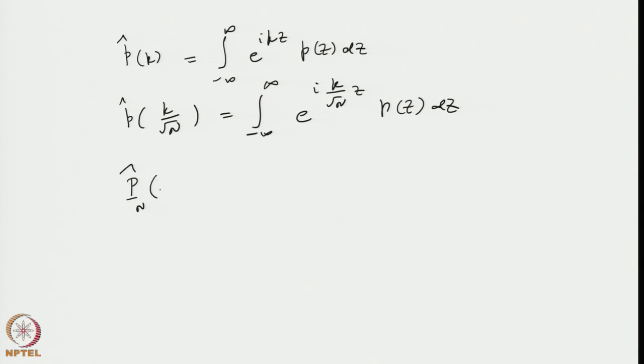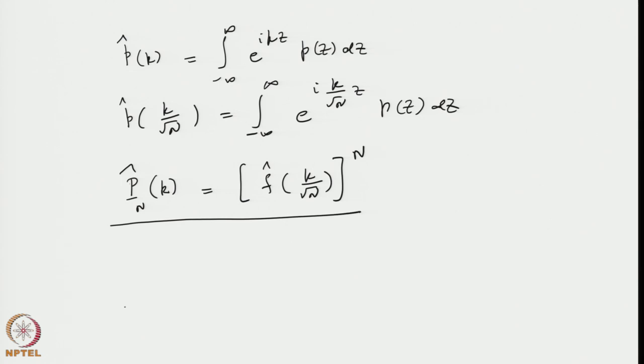So by using this definition, the characteristic function p_n of the joint distribution of z becomes an n-fold product of the characteristic functions of the underlying distribution evaluated at the value k by root n. So it's a very important result. The Fourier transform of the joint variable equals the Fourier transform of the individual distributions evaluated at the value k by root n, to the power n, n-fold.